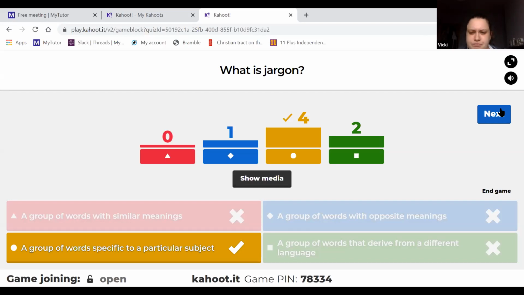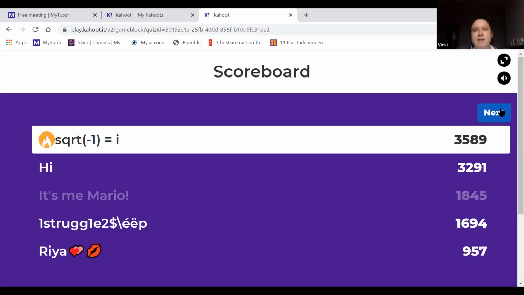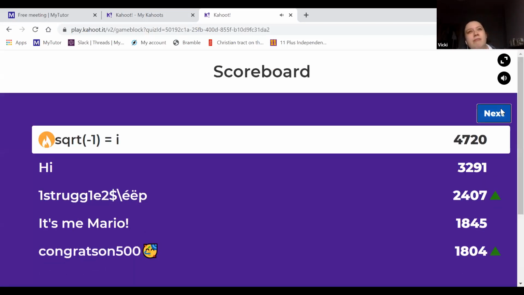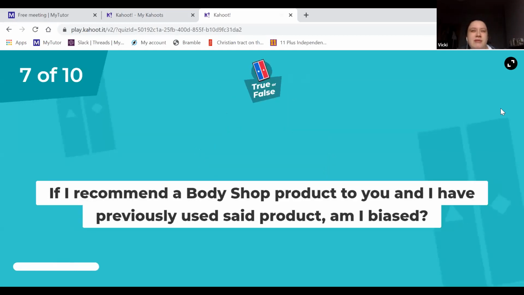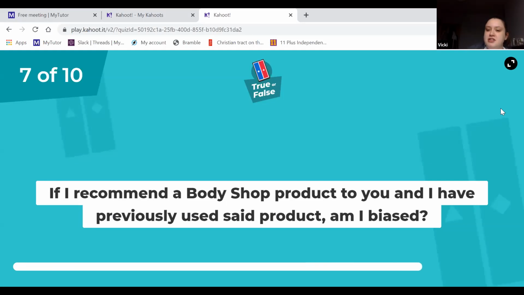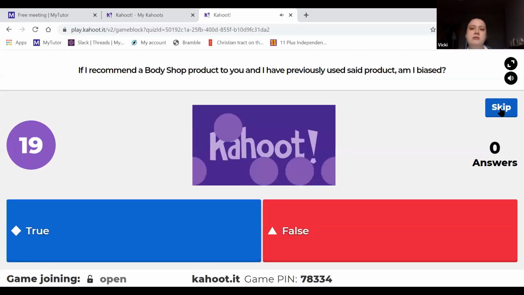And the other one, a group of words that derive from a different language. I think you might have sort of like Latinate. I'm not sure whether there are actual specific terms for those. Anyway, if I recommend a Body Shop product to you and I have previously used said product, am I biased? It's a bit of a theme with this one in the next question. You can tell where all my money goes.